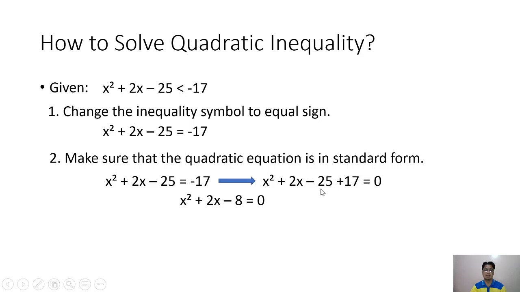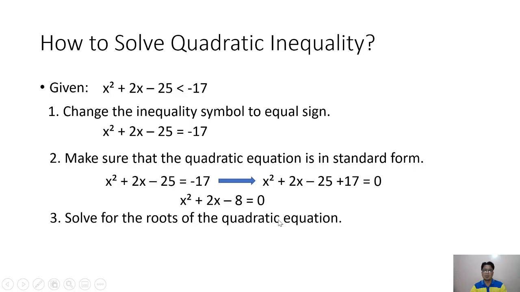And, kung atin pong pagbabatayan ito, pagsamahin natin ito, negative 25 plus 17, negative 8. Ito na ngayon yung ating equation. Linawin ko lang, ito, dun sa ating pinalitan na siya ng equal sign. Kung quadratic inequality yan, ito, negative, less than pa rin. Okay?